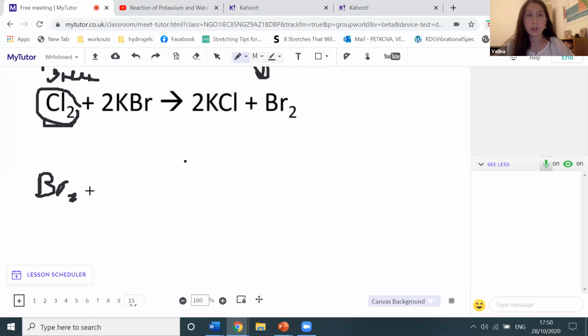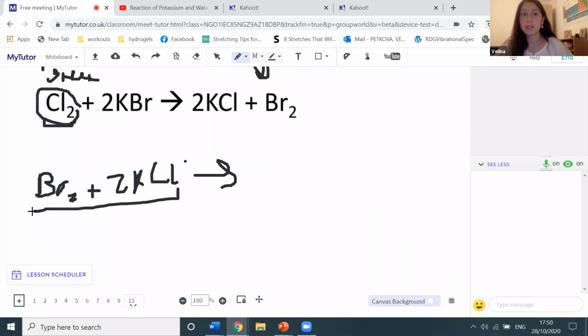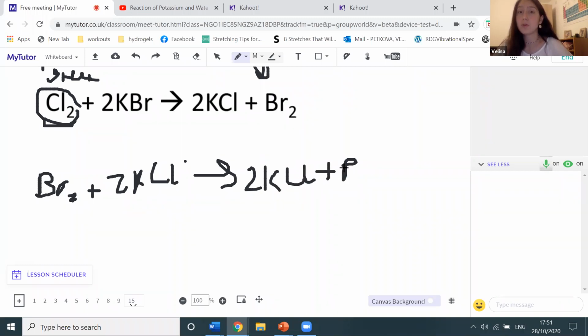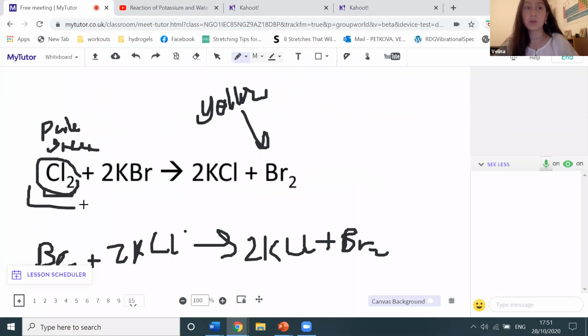So if we had Br2 plus 2KCl, will bromine displace the chlorine? No, because bromine is less reactive than chlorine. Therefore, all we're going to form is exactly the same on the other side. There will be no chemical reaction and no colour change. But up here in this example, chlorine is more reactive than bromine. So it's going to displace bromine, which means it's going to form this salt.